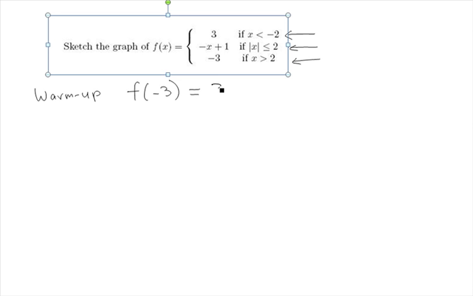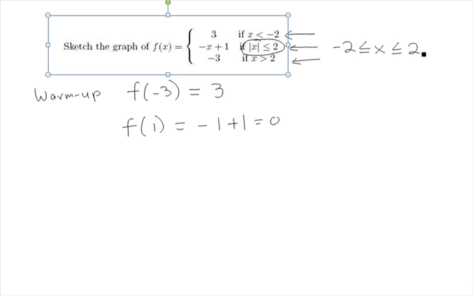So because x here, x equals -3, is less than -2, the value of the function is defined to be 3. If instead we were wanting to find the value of the function at 1, the absolute value of 1 is less than 2, which means that this function is going to be defined to be -1 plus 1, or 0. One thing to keep in mind, this notation here, absolute value of x less than or equal to 2, means that x has to be sandwiched between -2 and 2.